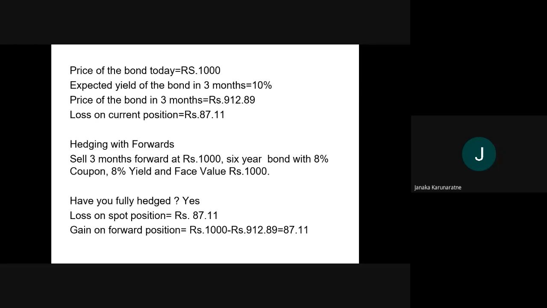So without a forward hedge, you simply hold the bonds. In 3 months' time, when you sell, even though the current market price is 1,000, you can sell only at 912.